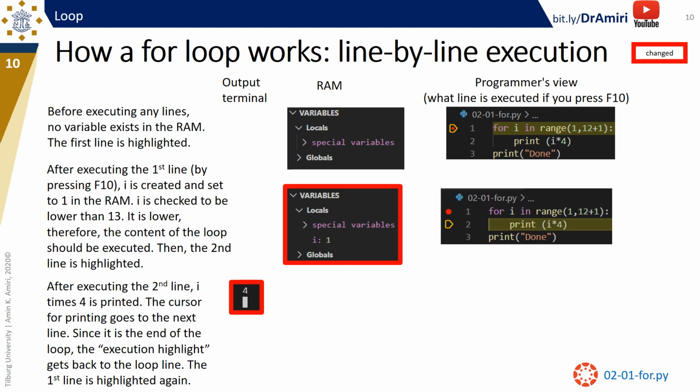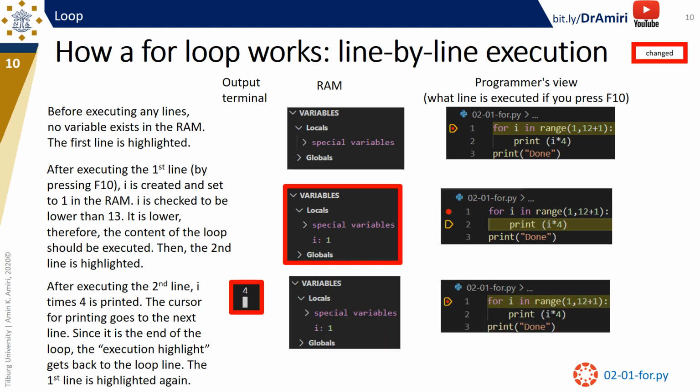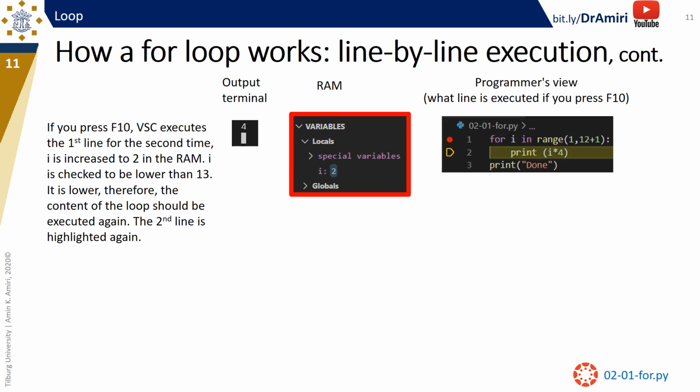The cursor for printing goes to the next line as a result of the print function, ready to print another argument. Since it is the end of the loop, the execution highlight gets back to the loop line. The first line is highlighted again. However, RAM is not changed at all. If you press F10 again, Visual Studio Code executes the first line for the second time.